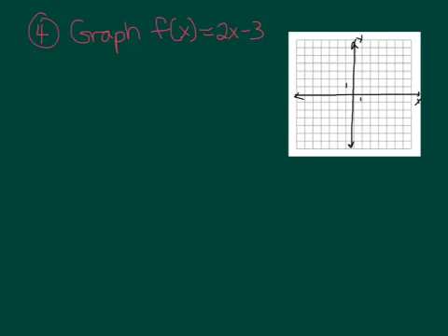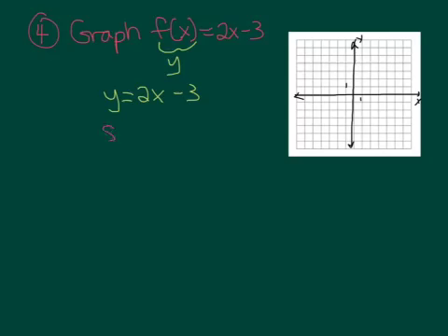Our last type of problem involves graphing. And now, this one looks hard because we have the f of x in it. However, it's actually the exact same thing that you did in the last chapter. So remember, once again, f of x is a fancy way to write y. So actually, all we're going to be doing is graphing y equals 2x minus 3. I would like you to pause and try it on your own.